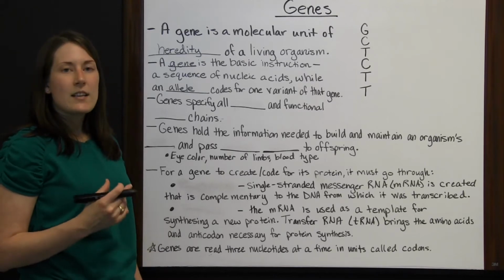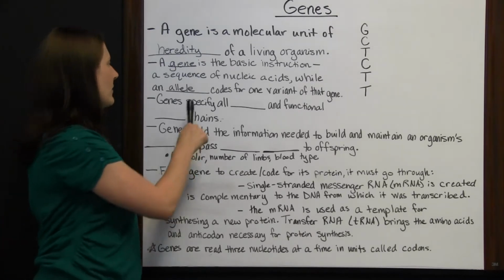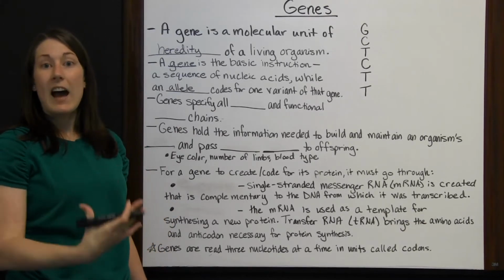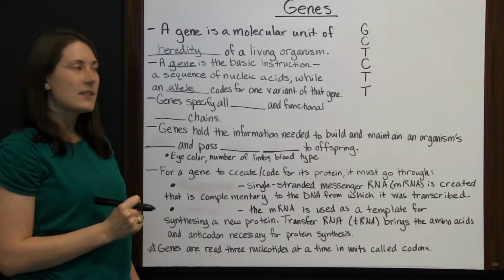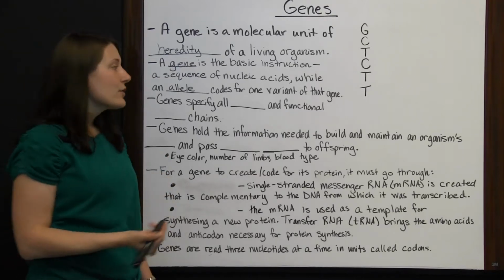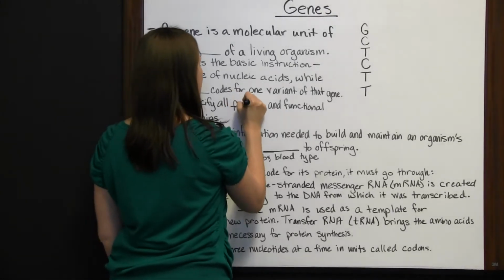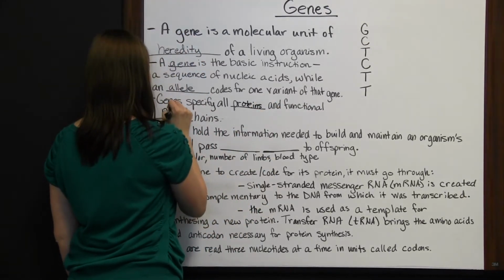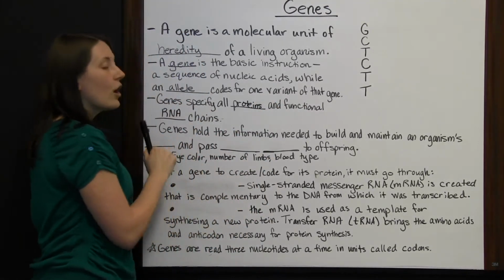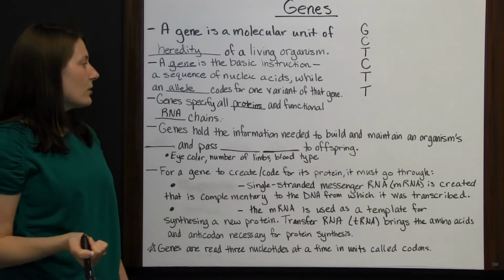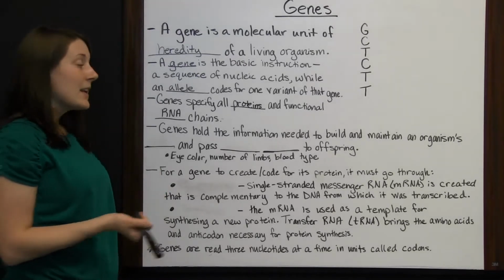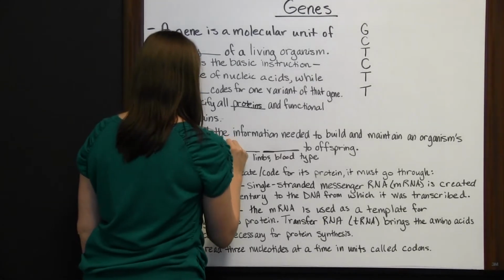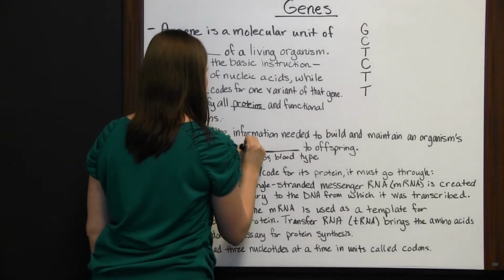And I know that all sounds a little confusing, but it's just to tell you that each gene doesn't determine something all on its own. It's the alleles that are the variants of that gene that determine what the outcome of each gene sequence is. Genes do specify all proteins and functional chains. So they specify how these are going to be created, the functional RNA chains. Genes hold the information needed to build and maintain an organism's cells and pass genetic traits to offspring.